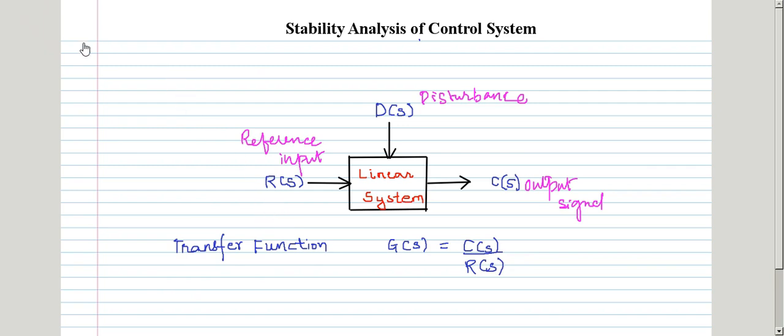For instance, if any small change at the input given by delta R results in a small change at the output C, then only the system will be said to be stable. If a small change in the input of the system leads to a large change at the output, then the system is driven towards instability and the system is said to be unstable.